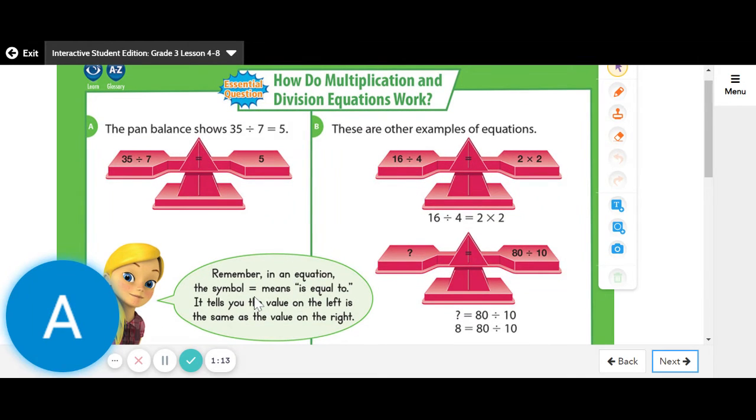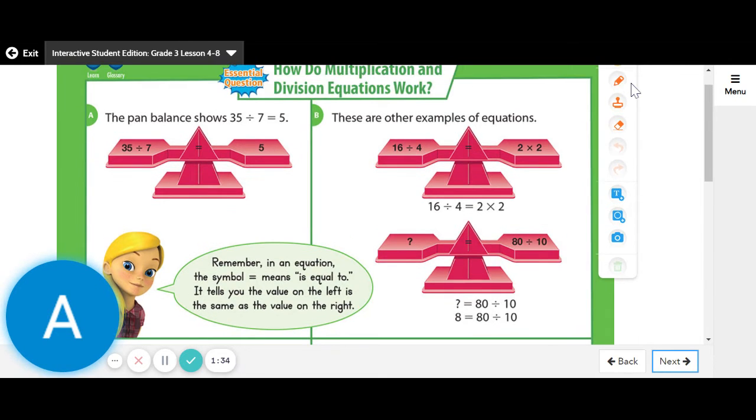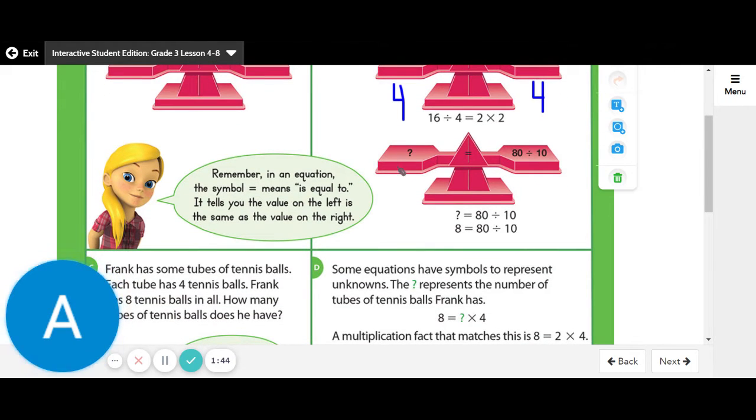Remember, in an equation, the equal symbol means is equal to. It tells you the value on the left is the same as the value on the right. So over here, we know 35 divided by 7 equals 5, because 5 and 35 divided by 7 would both equal 5, so they would balance each other out. Let's look at B. These are some more equations. 16 divided by 4, I know is 4. And I know 2 times 2 is 4, so those would balance each other out. Over here, they don't tell us what the left side is, but we know 80 divided by 10 equals 8, so that would balance our equation.